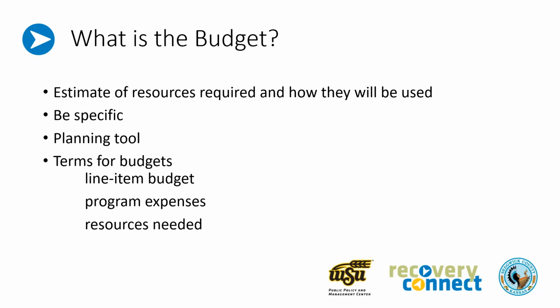So when we talk about budgets and when you read about the budget in the grant guidelines, you're going to hear lots of different terms used for that. Some common ones are a line item budget, program expenses, resources needed. All of those are terms that you might see for a budget. You don't have to be a math genius to work on the budgets for grants. Don't be intimidated by it. It's simply a numerical version of what you're going to be spending on your project.